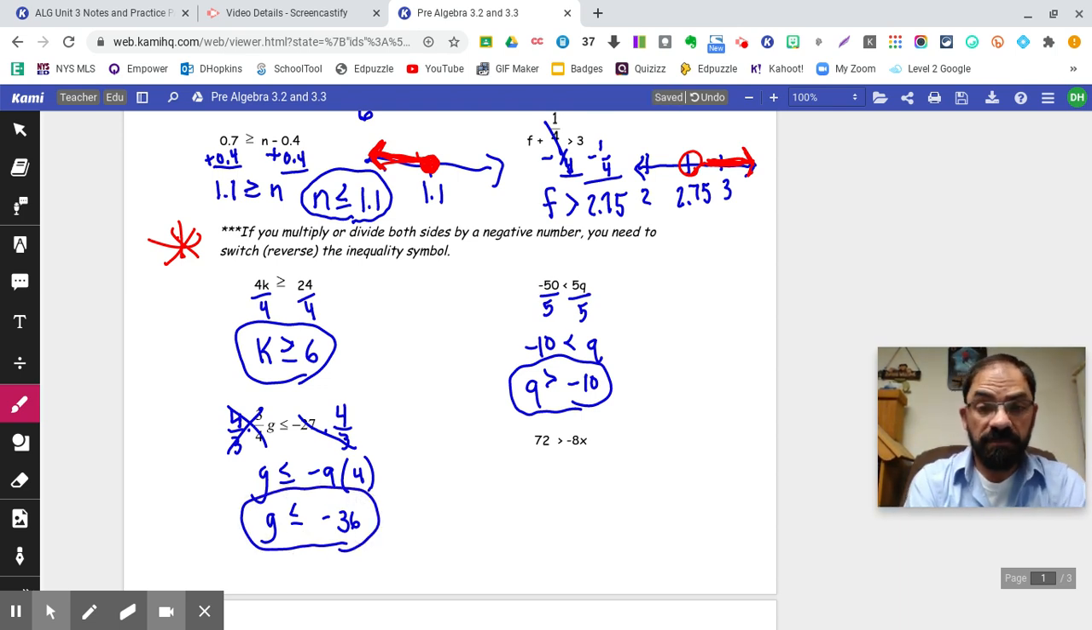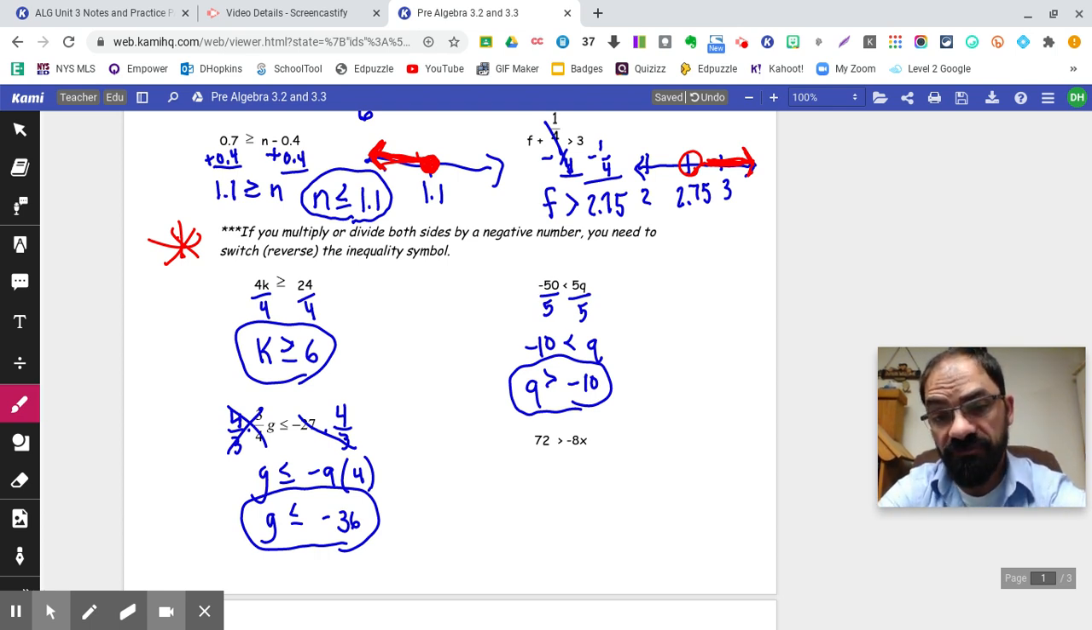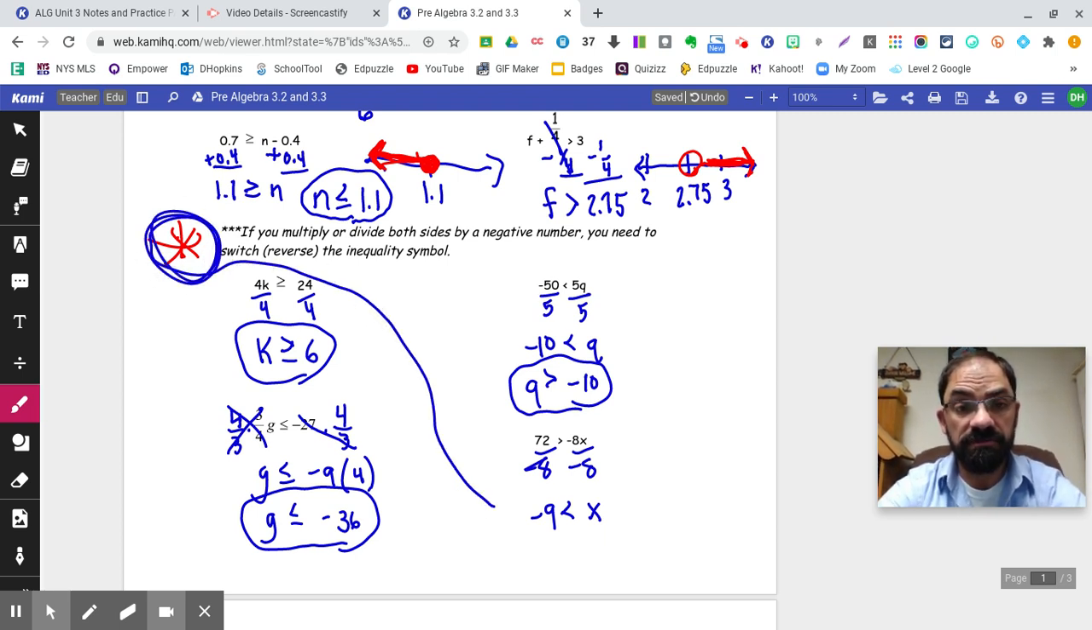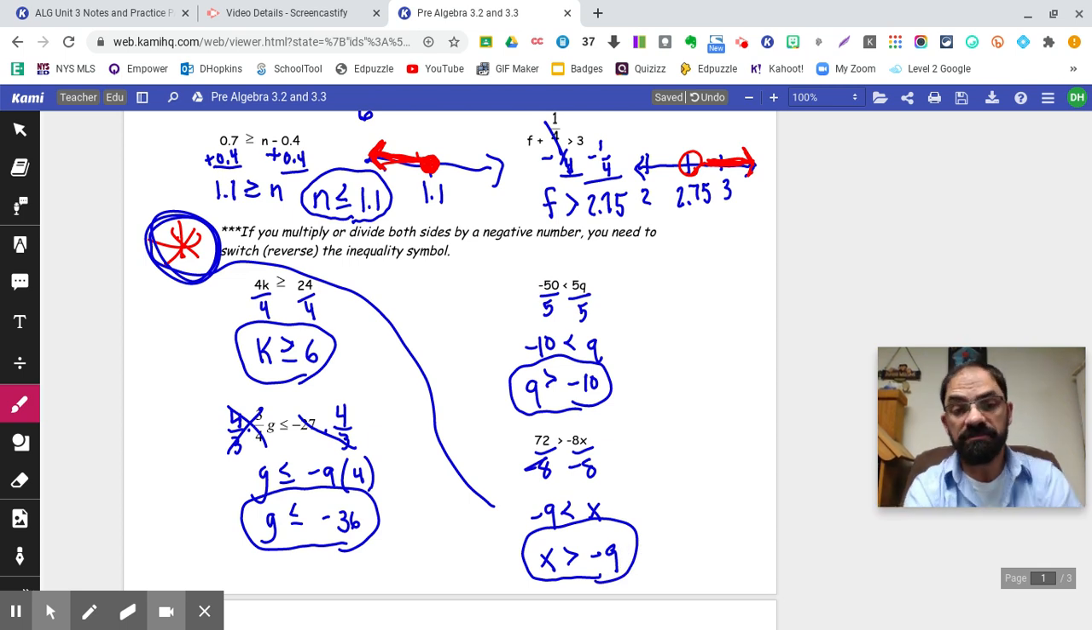Okay, 1 to go. 72 is greater than negative 8x. To get x by itself, we have to divide by negative 8. But this time, 72 divided by negative 8 is negative 9. However, I'm going to flip that sign because of this new rule. When you divide both sides by a negative number, you have to flip the inequality symbol. And then I'm going to flip it again because I want the variable to come first. So we flipped it good.